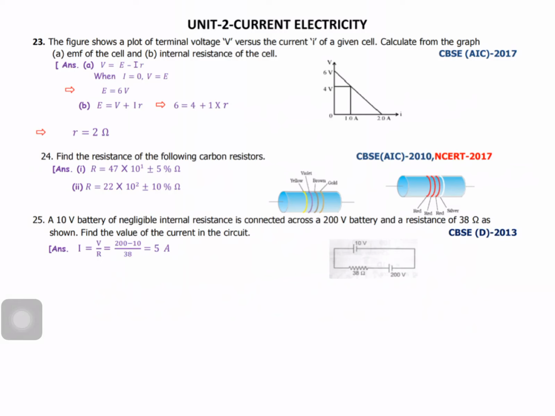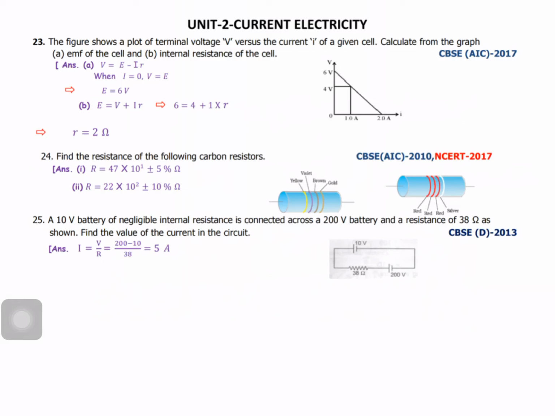Next question. A 10 volt battery of negligible internal resistance is connected across a 200 volt battery and a resistance of 38 ohm, as shown in the diagram. Find the value of the current in the circuit. See the diagram. The 10 volt battery is connected to a 38 ohm resistor in series connection, and also the 200 volt battery. What they asked is to find the value of the current.